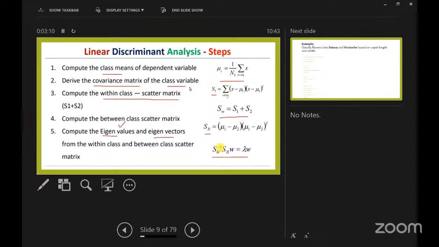Depending upon the number of variables, the number of X terms will increase. For each X variable, you are going to calculate the means. After that, from the means you have calculated for each X variable, you are going to derive the covariance matrix.